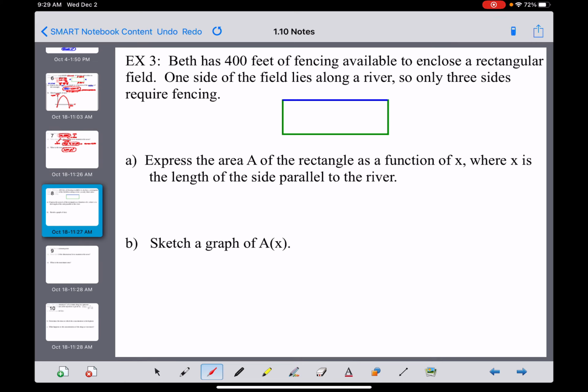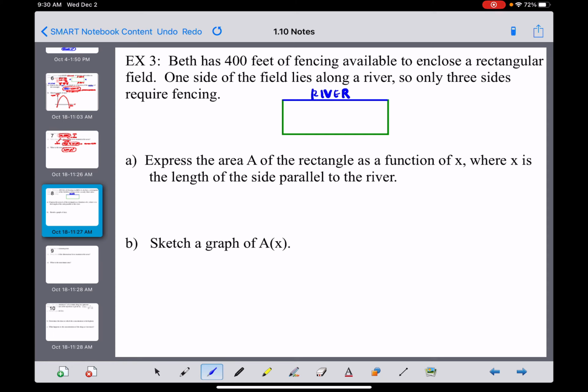Okay, last one. This one's a little different, similar yet different. So Beth has 400 feet of fencing. So we're looking at that 400 feet of fencing here that she has. So 400 feet of fencing are available, but now the difference is here, she wants to enclose a rectangular field. But one side of that field is going to lie along the river. So I put my river in blue up here. So my river is up here. So that she only has to enclose 3 sides.